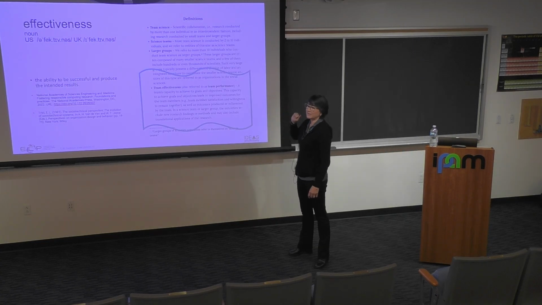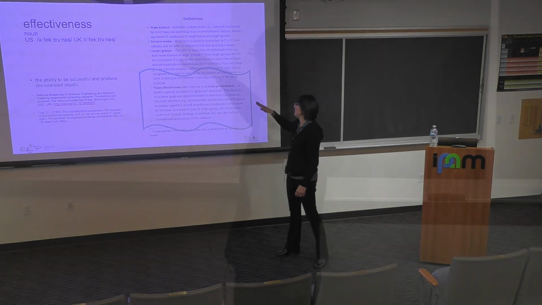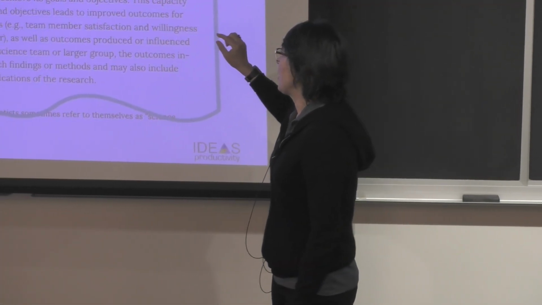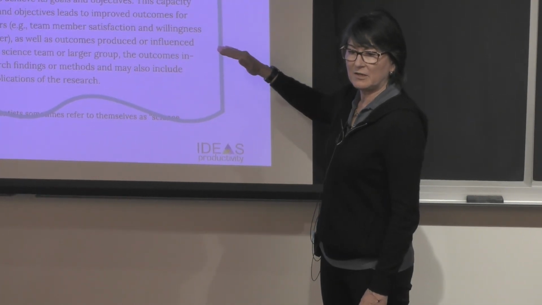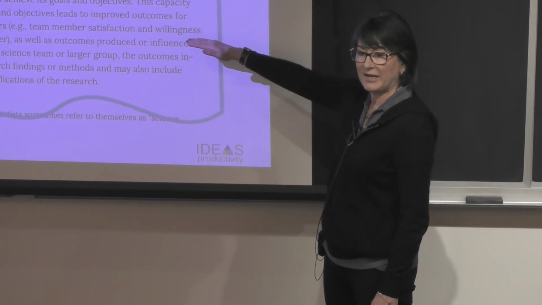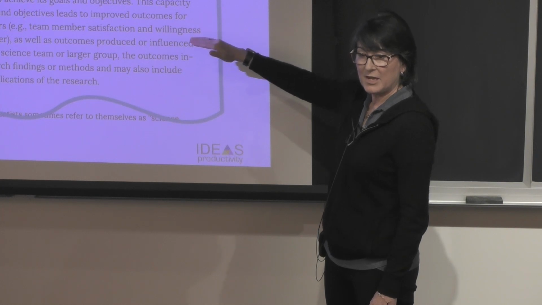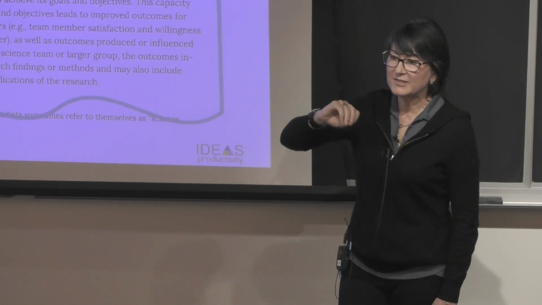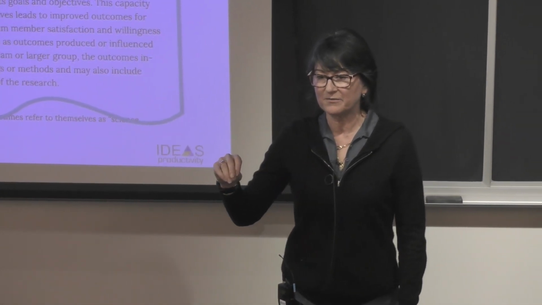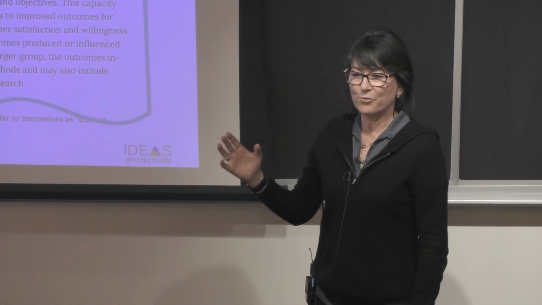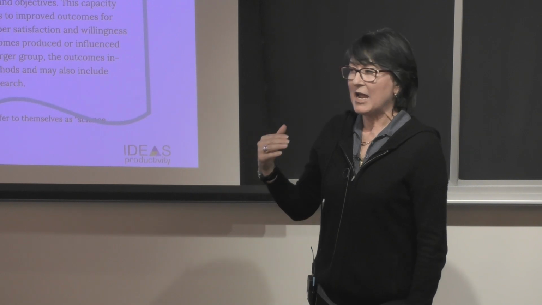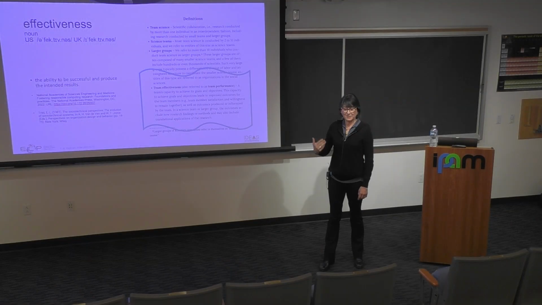It doesn't have to be necessarily in the future. It can be the ability, the capacity of the team to actually reach their stated goals and objectives. So who is defining the goal and the objective is something to consider with respect to effectiveness. When we work with our ECP teams, they define their effectiveness.